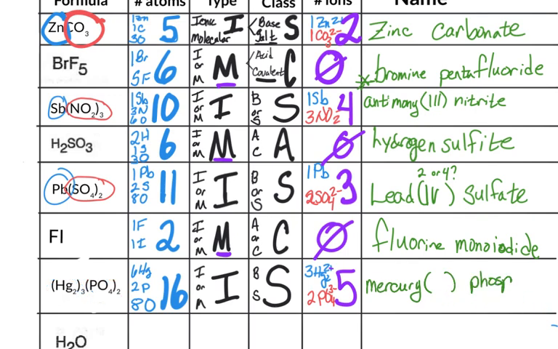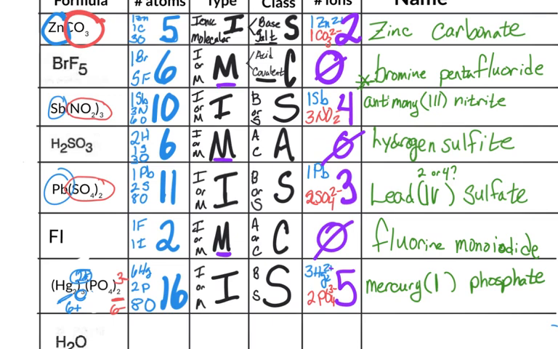In this case, the phosphate has a 3 negative charge. There are 2 of them, so it becomes a total of -6. The mercury has to have a total of 6 positive charges. We have 3 of them. Each of those must have a mercury with a 2+ charge, but there's a 2 subscript, which tells us that this is mercury(I) phosphate.